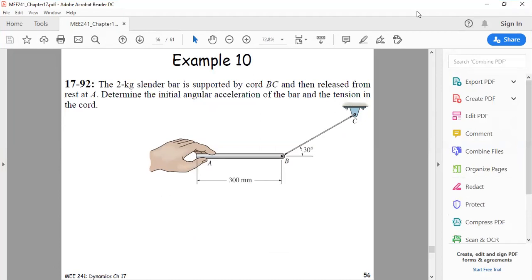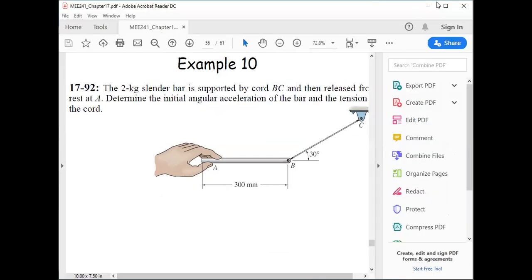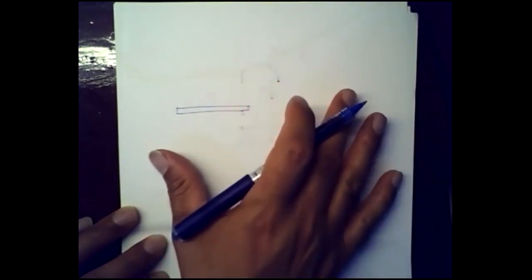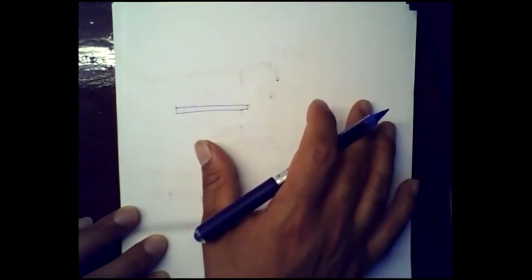Again, every time you have a problem like that, you guys know what to do, right? The first step is to do a free body diagram, right? So let us do a free body diagram on that. And I think most of you have kind of gotten the hang of what dynamics is all about. Really it's about having a generic and fundamental understanding of how things should be done, right? Okay, so this is the bar, and then this is the rope.